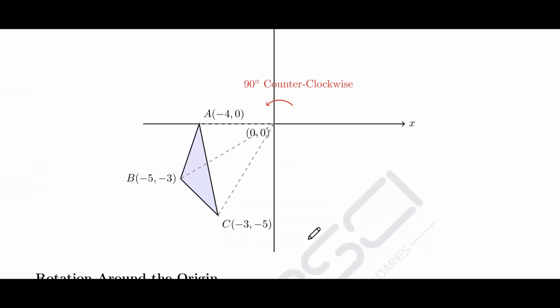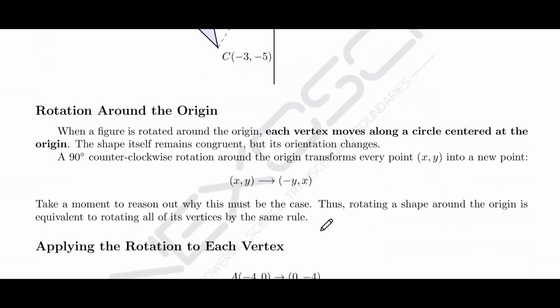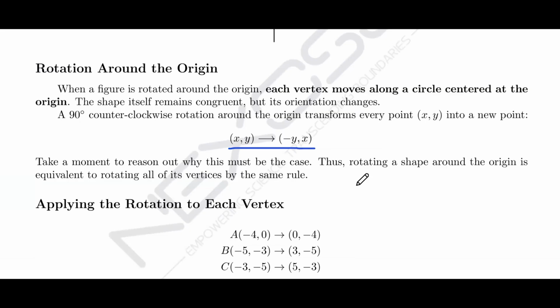There's a helpful rule for a 90-degree counterclockwise rotation. Any point x, y moves to a new point, -y, x. It's useful to think about why this works, but for now, we can apply this rule to each vertex of our triangle. Let's apply the rule.